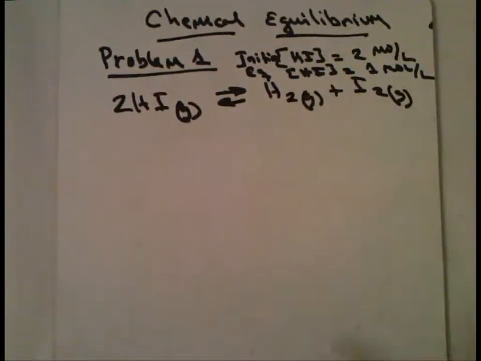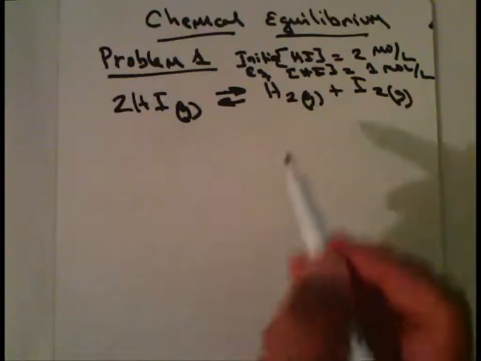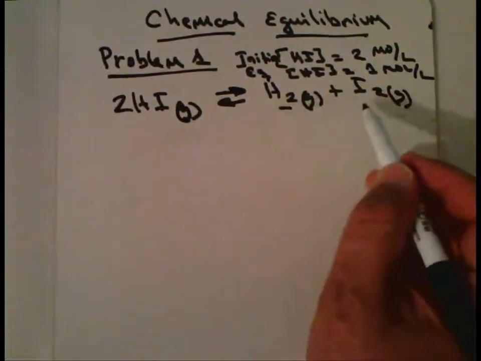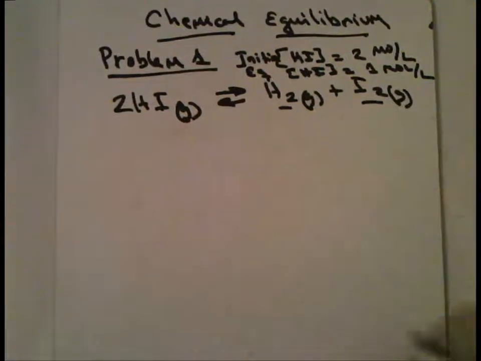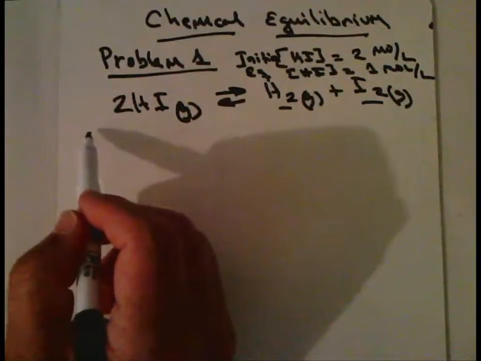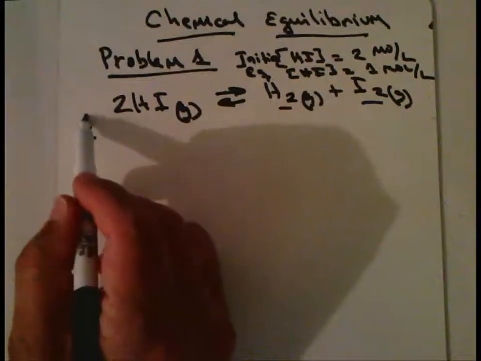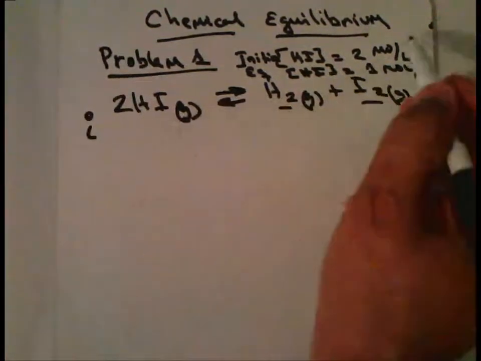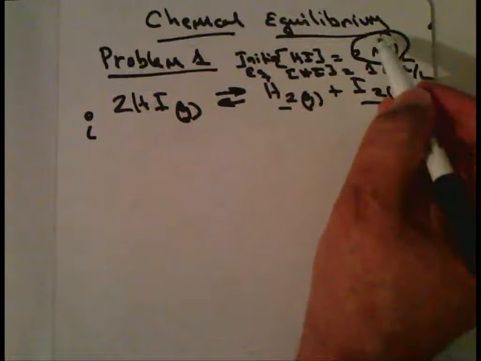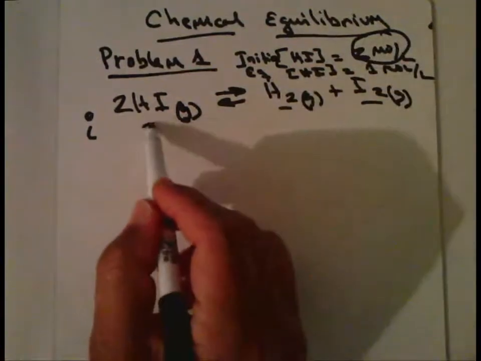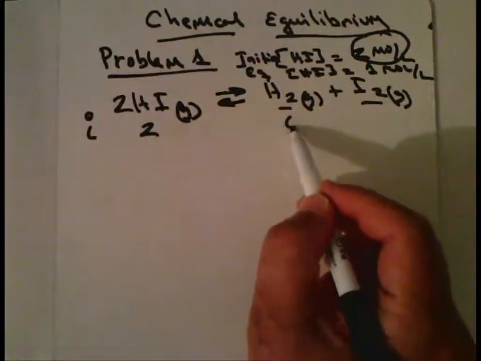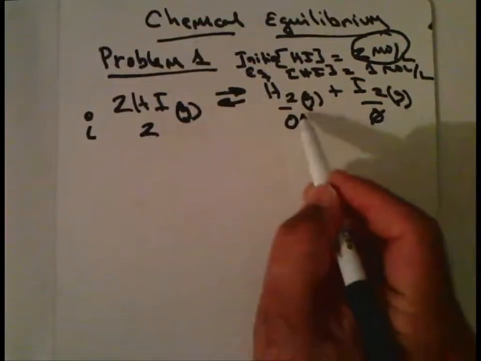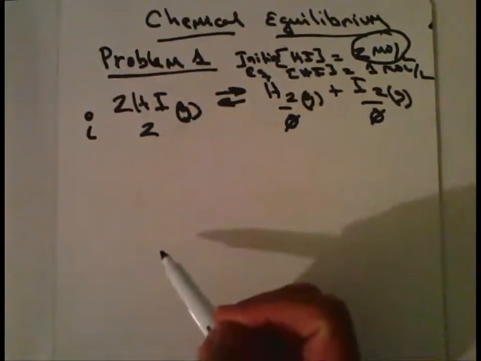So how can we work with a problem like this if they ask me to find the concentration of hydrogen and iodine in equilibrium? Well, I will say the following. Initially, we have a concentration of 2 mol/L, and because the reaction has just started, we have 0 and 0 concentration of the products.